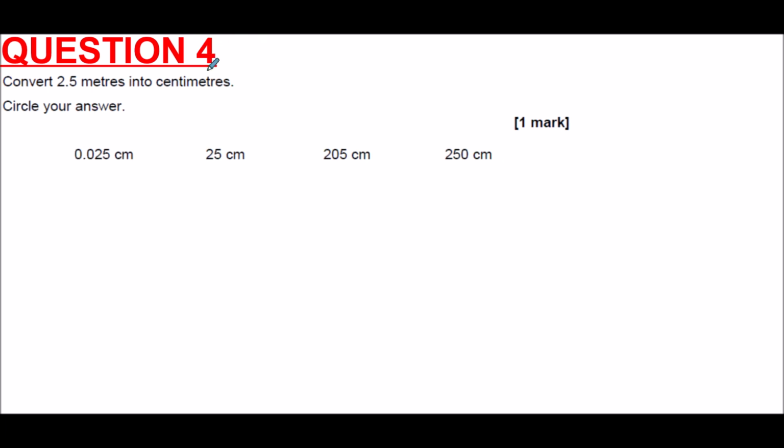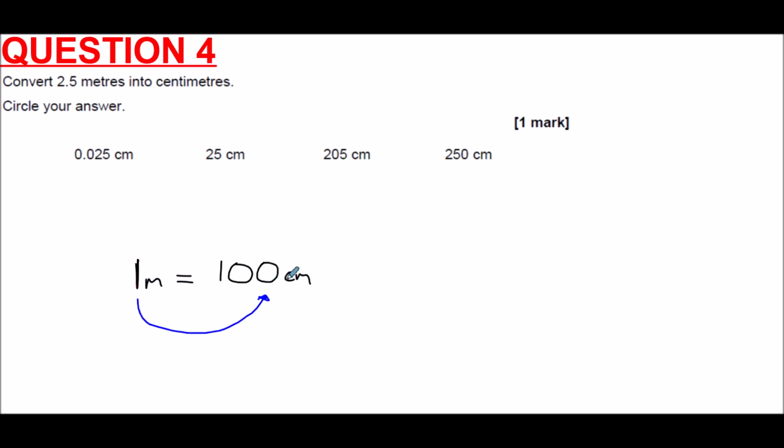Question 4, convert 2.5 meters into centimeters. Circle your answer. We need to remember for this one, how many centimeters makes a meter? Well, 1 meter, we need to know, is 100 centimeters. This relation is in the form 1 to n. What I mean by that is, one of the numbers in this relationship is a 1, the other number is not 1. If you've got a relation between two different things in this form, we can change from one to the other by multiplying or dividing by the number that isn't 1. So in this case, we're going to convert from meters to centimeters, or from centimeters to meters, either by multiplying or dividing by 100.